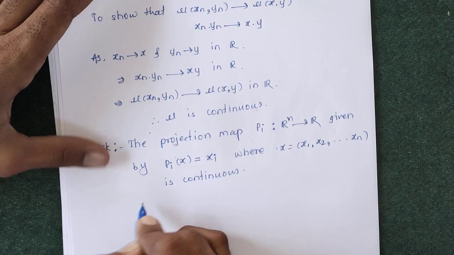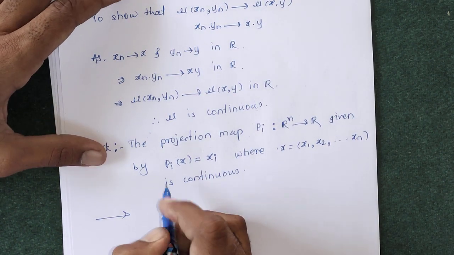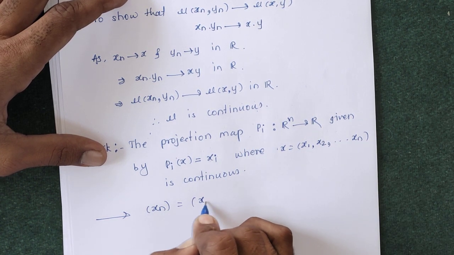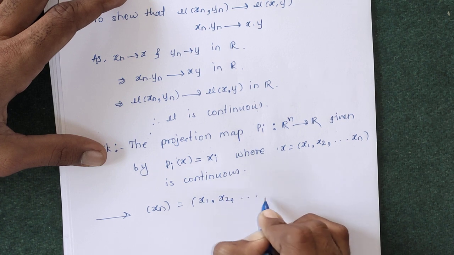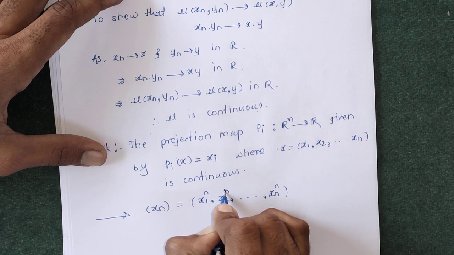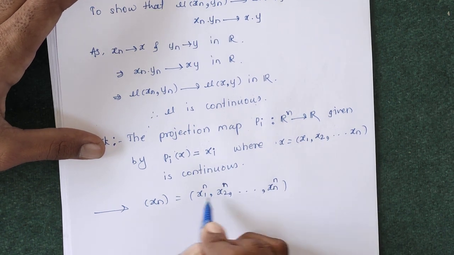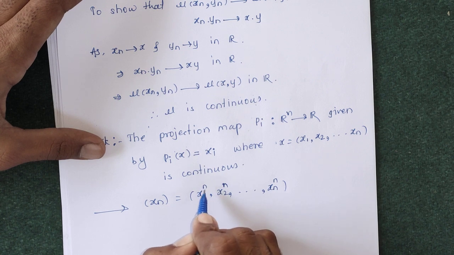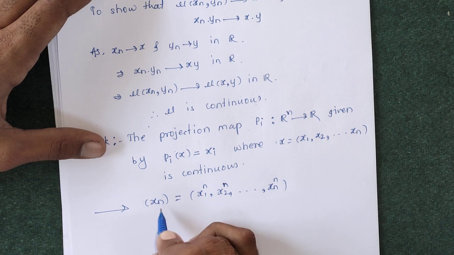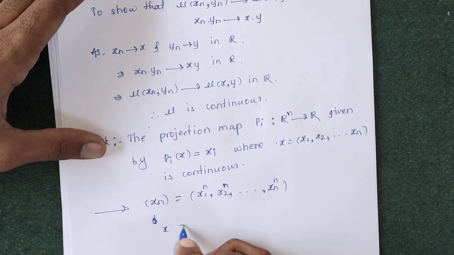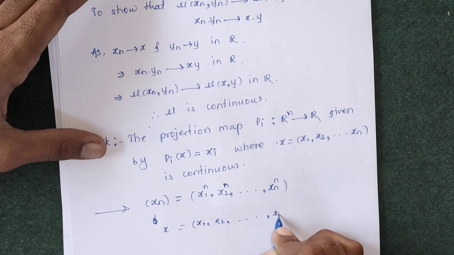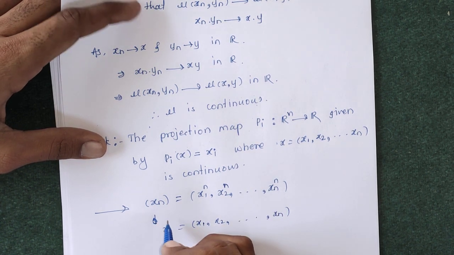So if you want to prove this result, there is no need to prove it, but if you want to, then suppose the sequence xn in R raised to n is of this form, x1, x2 up to xn. This is the notation for that sequence of n-tuple elements, where n denotes the index of the sequence. These are the elements of the sequence xn. Suppose this sequence converges to x, which is x1, x2 up to xn.